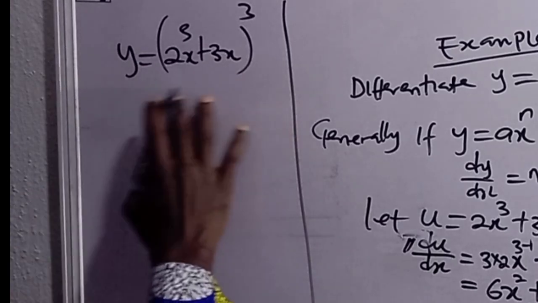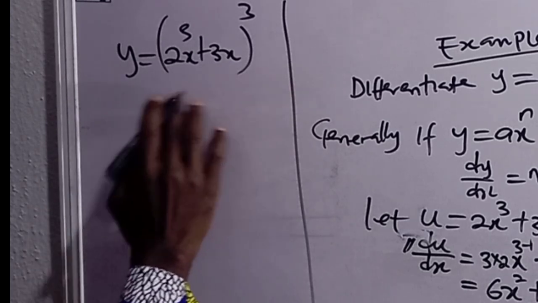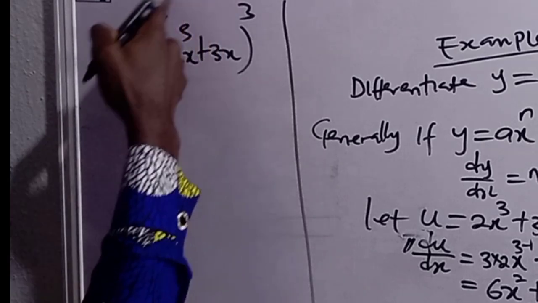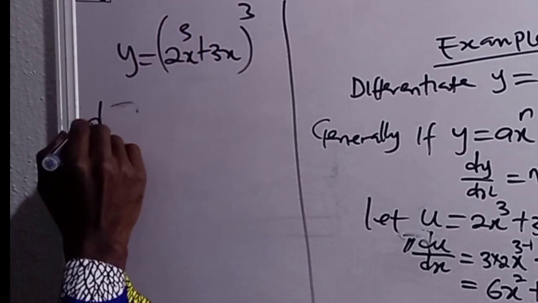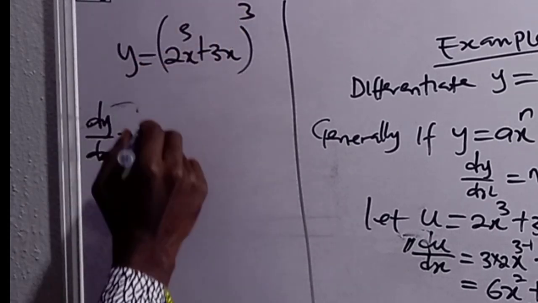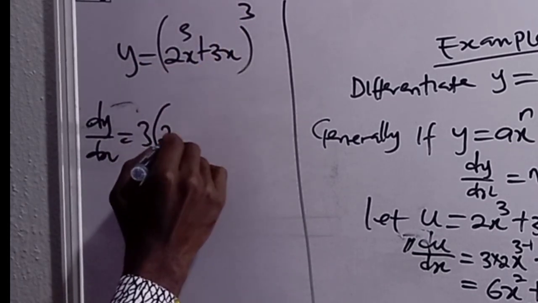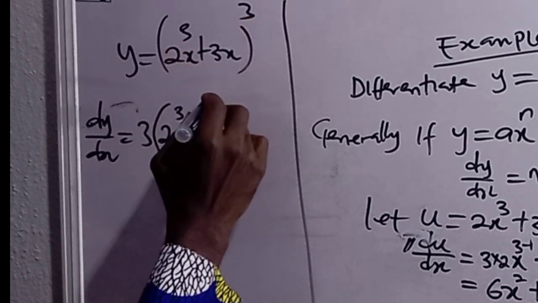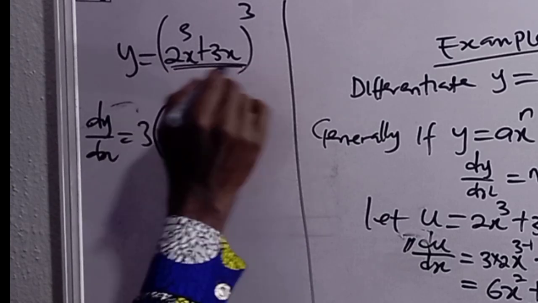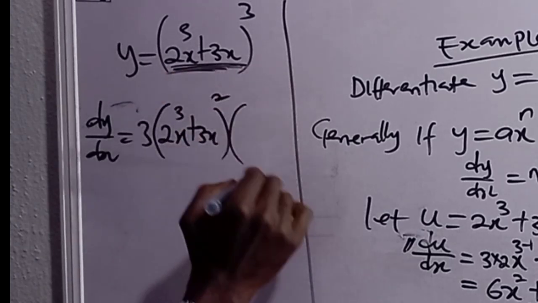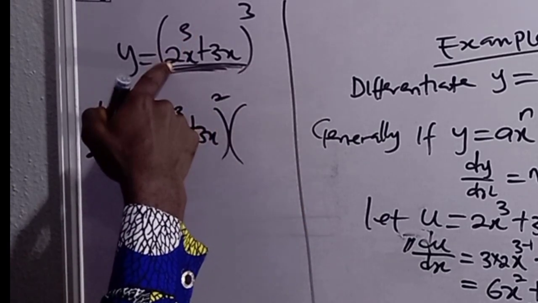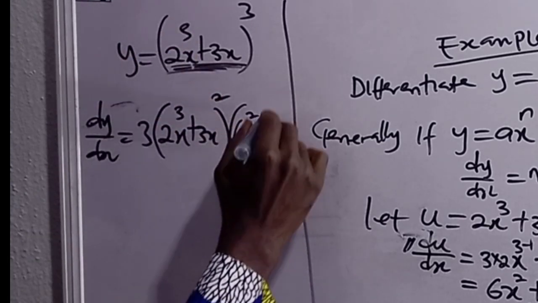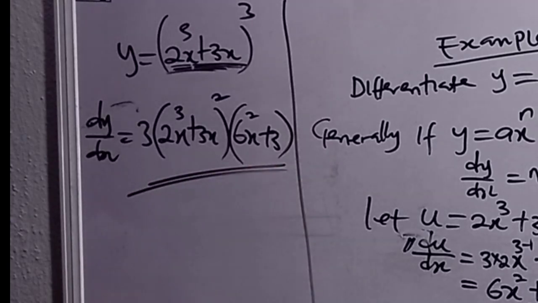So if this was an objective question or a multi-choice question, all you need to do, just assume that this is u. So it becomes 3. Just dy over dx is equal to 3 multiplying the function, which is 2x cubed plus 3x. You subtract 1 from the power and that becomes squared. Then you multiply it by the derivative of the function, and that gives us 3 times 2, 6x squared plus 3, and that gives us the same answer there.